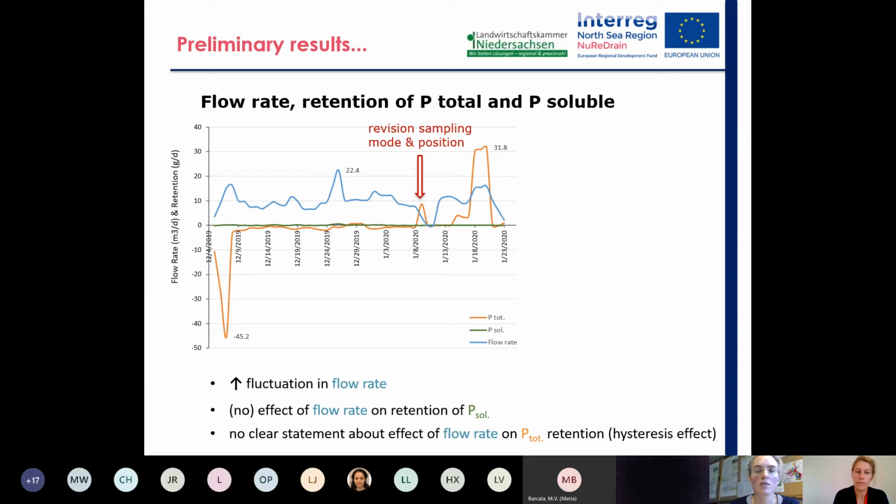After revision of sampling mode and position of the sample extraction, we see a positive retention for P total. That means P is retained in the filter as it should be. You can also see that there is no strong correlation of the discharge and the flow rate. There's often a change in reaction time between the effect and the cause. It's called the hysteresis effect.